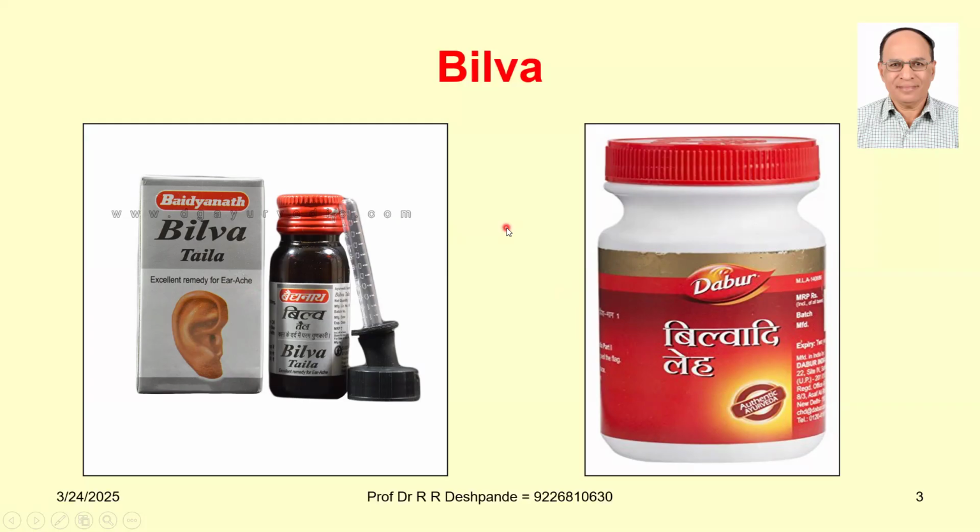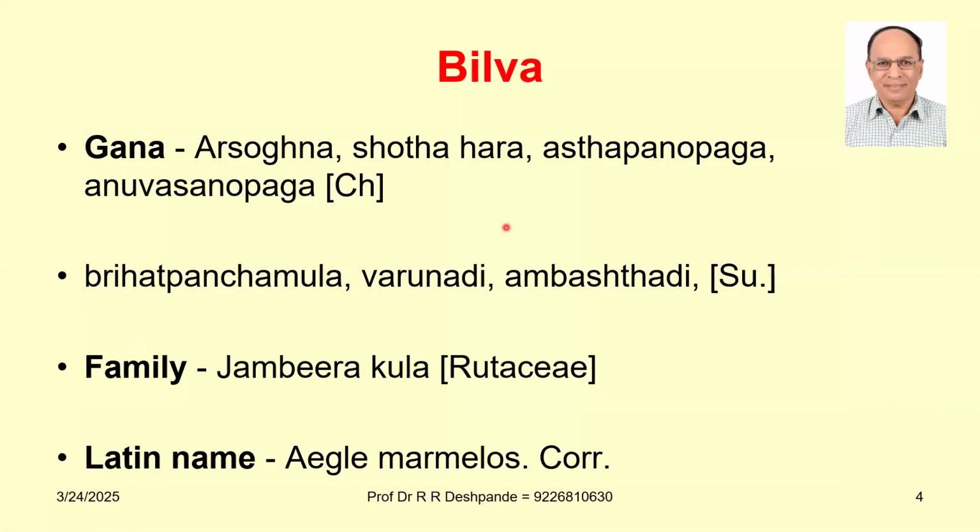So we can understand the details of Bilva and then accordingly we can use it for ourselves or for the problems of our relatives. Now, Bilva, as per the Charaka Samhita, is in the group of Arshoghna. That means it is very useful to control piles, especially bleeding piles. Then Shothahara, that is anti-inflammatory or anti-edema. Then this is Asthapanopaga, so whenever we want to give Asthapana Basti or Niruha Basti, the Bilva plant is used. Anuvasanopaga also helps for the Anuvasana Basti. This is all mentioned in the Charaka Samhita.